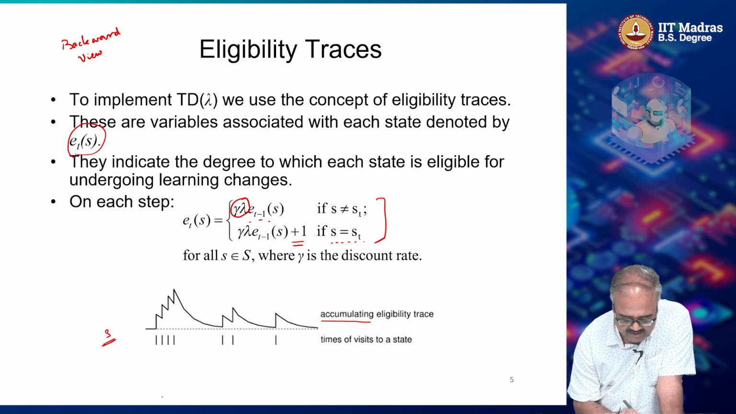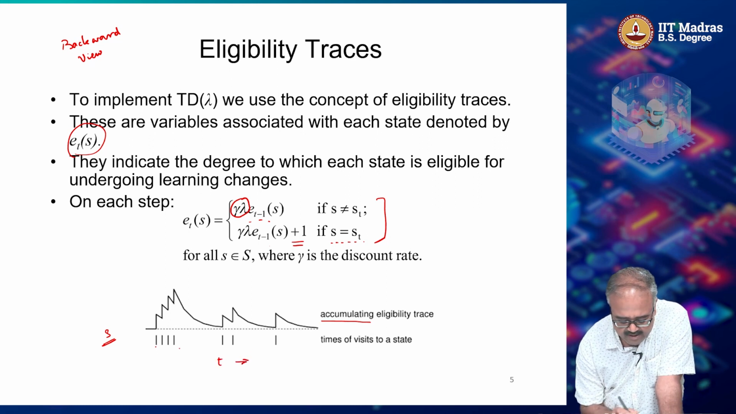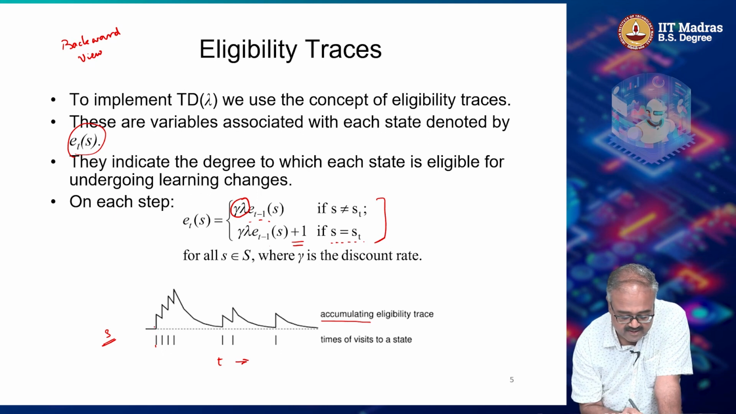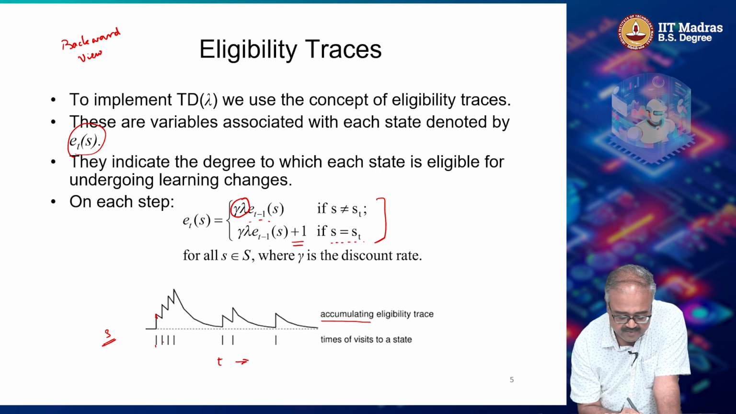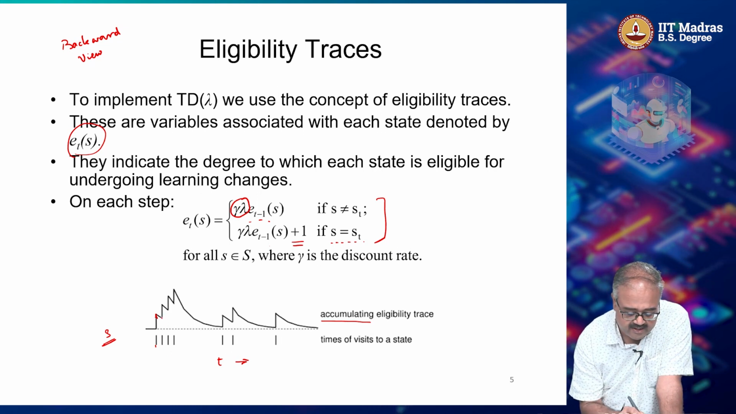You visit state s, and this is over time. So here you visit state s, let us say at t equal to 1, then the eligibility goes up and then it starts decaying. At some other point t plus k, you visit s again and the eligibility goes up by 1 more. So you can see that the eligibility is actually racking up quite a bit.